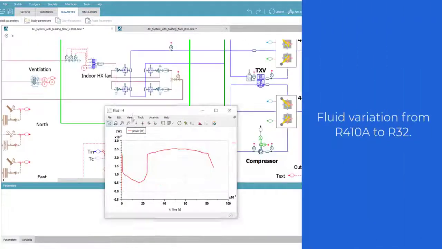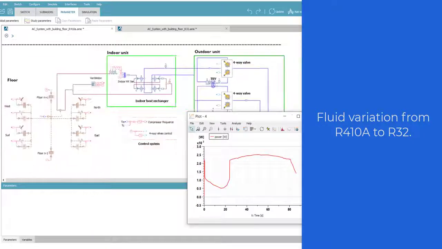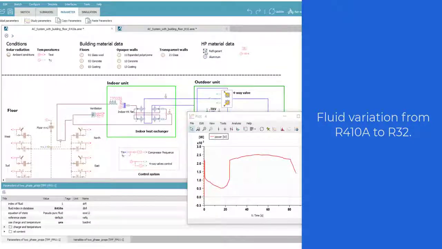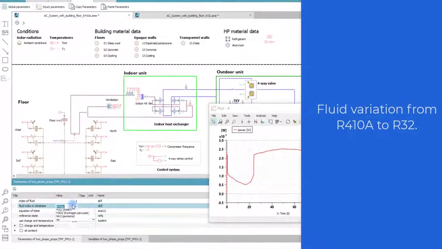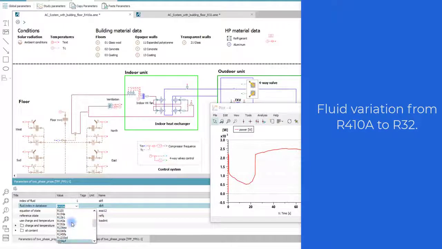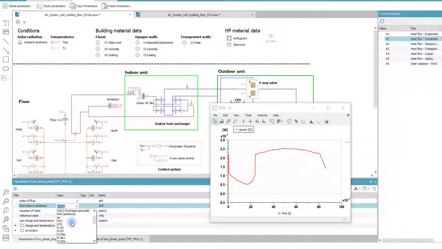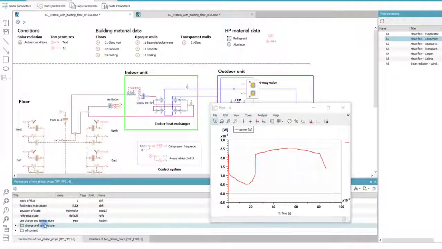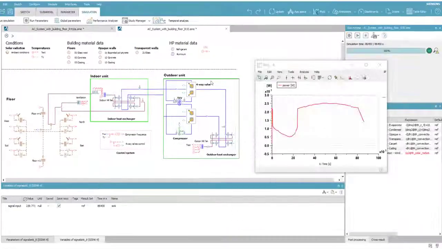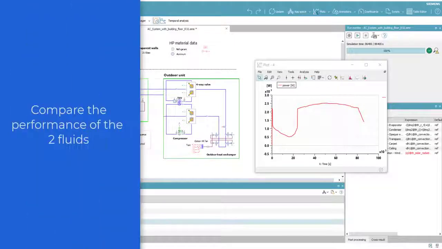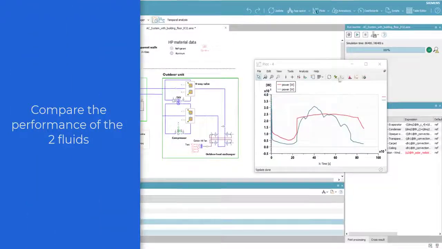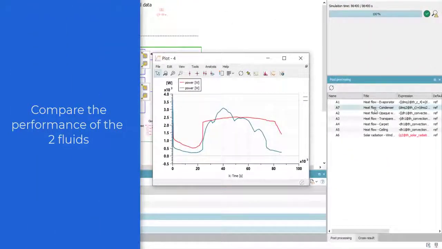Let's say we have to assess the impact of a new refrigerant fluid inside this AC system. This requires a very simple operation in Amesim. We select another fluid from the library and then we add it to the model. Amesim will then allow us to compare the consumption and performance of the AC system with the old fluid and with the new one.